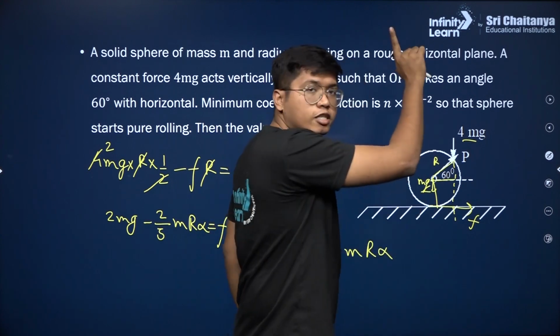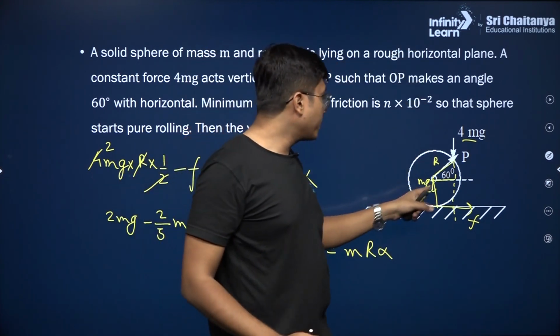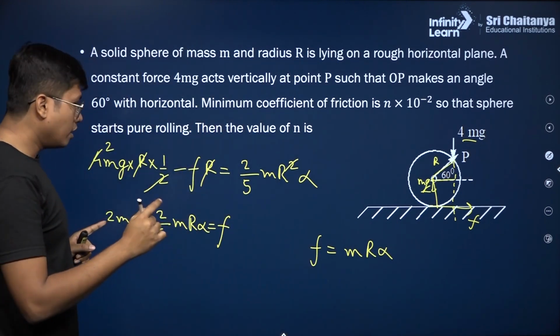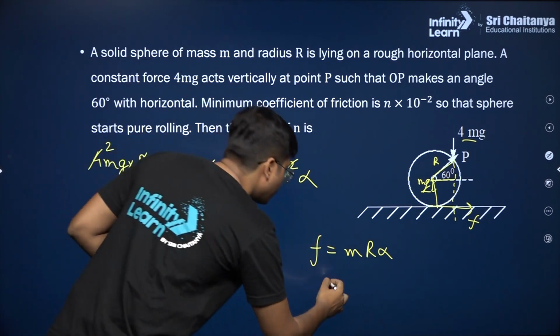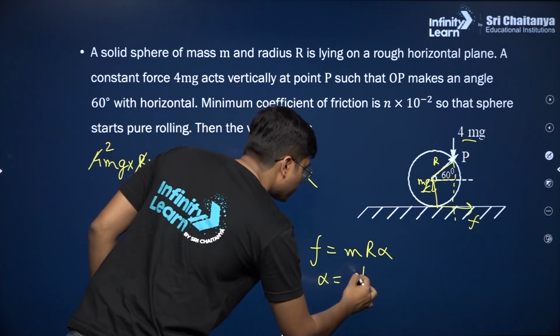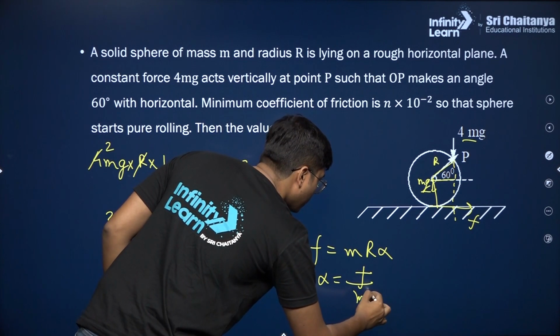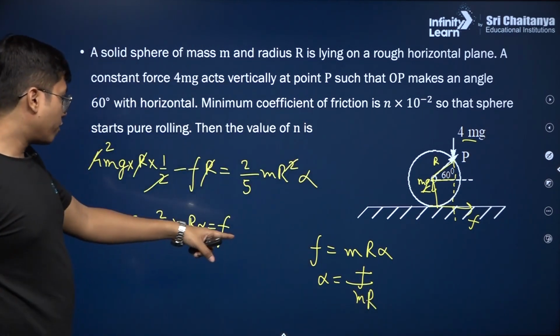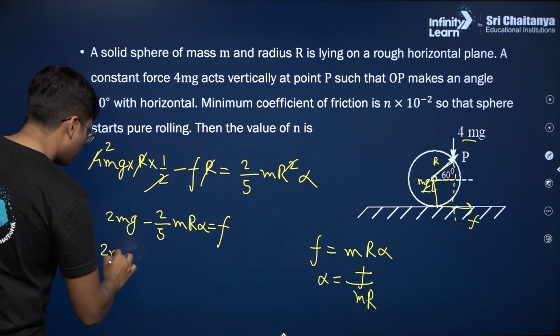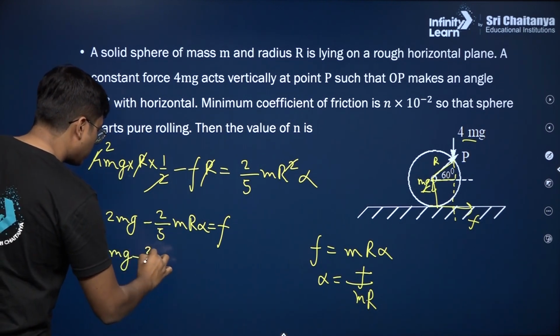So the normal reaction force up top is going to be mg plus 4 mg, 5 mg. So for my mu value, let's take alpha from here rather. Alpha is equal to f by mr, f by m into r. This alpha value we can put in here. So we have 2 mg minus 2 by 5.